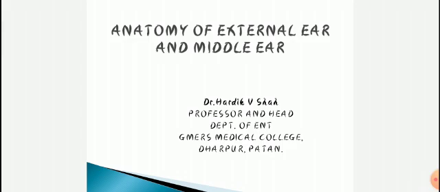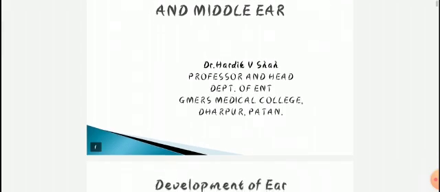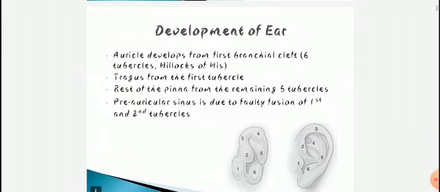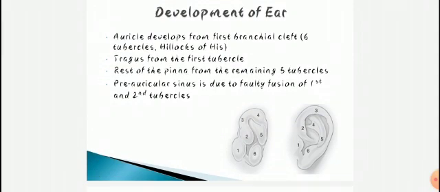We have to go for e-learning. Today, our topic is anatomy of external ear and middle ear. Let us start from the development of ear. As you see in the slide, auricle develops from first branchial cleft, and importantly, pre-auricular sinus is due to faulty fusion of first and second tubercle.